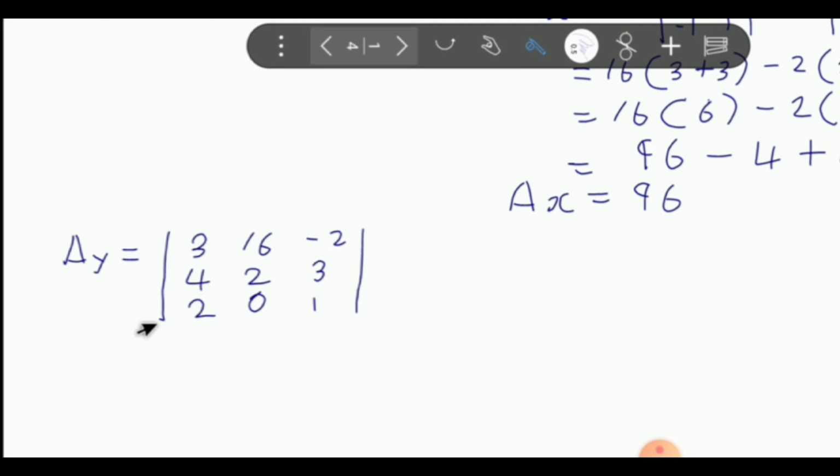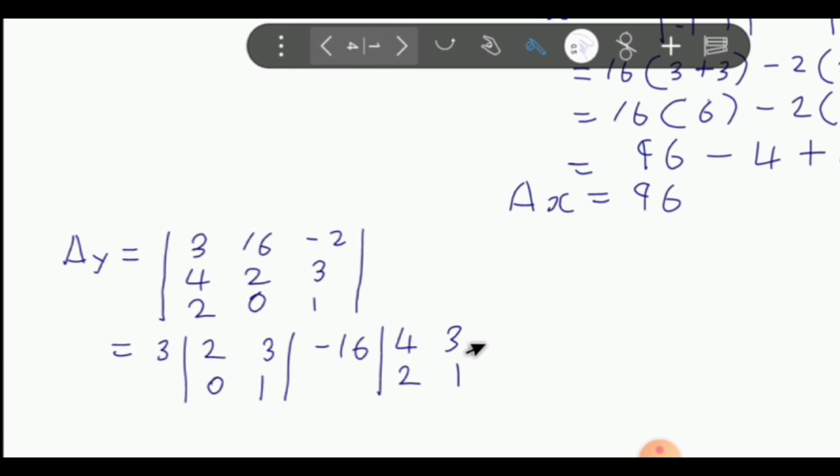So let's find change in y. Change in y will now be equal to this 3. I'll pick out this 3 first. Draw my line down. Erase this row, erase this column. So here will be 2, 3, 0, 1. Minus 16. Erase this row, erase this column. We have 4, 3, 2, 1. Draw it down. Then minus 2. Draw this one down. Erase this row, erase this column. So here will be 4, 2, 2, 0.